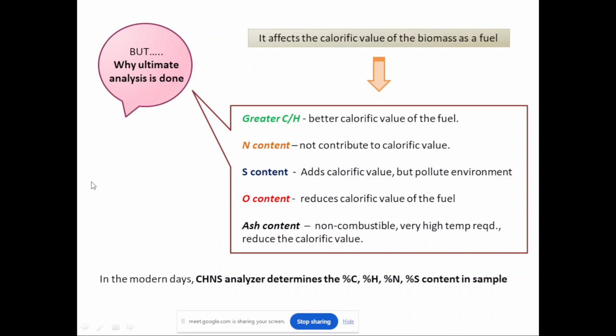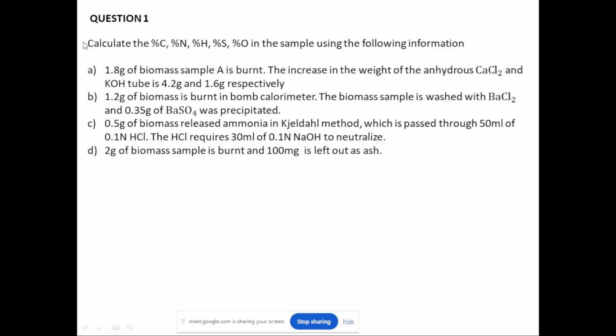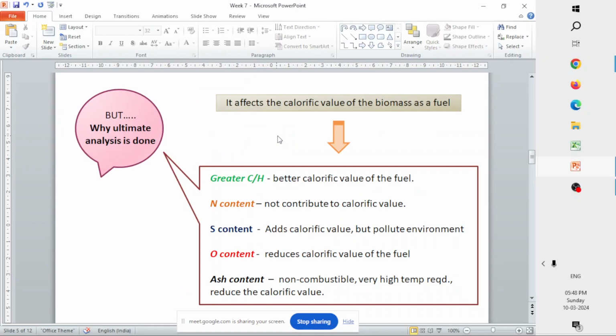So in modern days, we use a CHNS analyzer. It's an instrument which will determine the percentage of carbon, hydrogen, nitrogen, as well as sulfur present in the sample. So here we have a question, but before that, let me know in case you have any doubts.